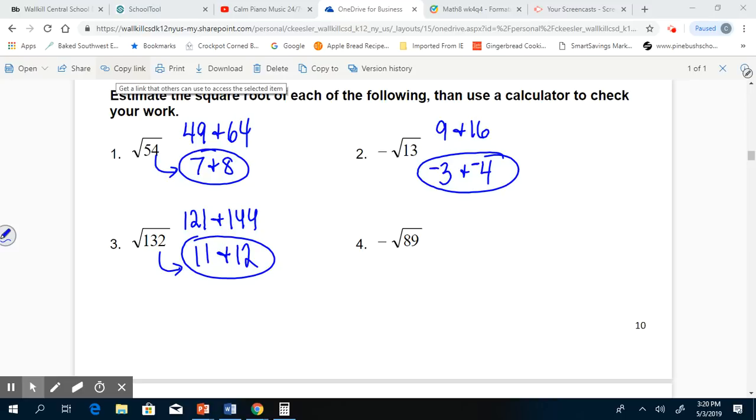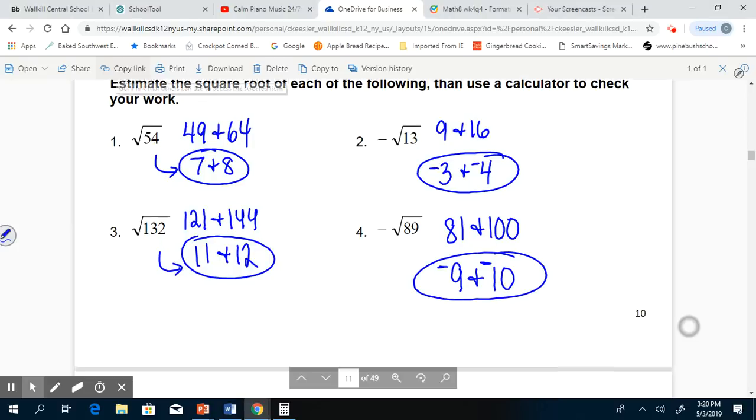Number 4, again, we have a negative square root of 89, so we just got to remember to negate our answers. 89 falls between 81 and 100. The square root of 81 is 9, and the square root of 100 is 10. So the negative square root of 89 is going to be between negative 9 and negative 10.